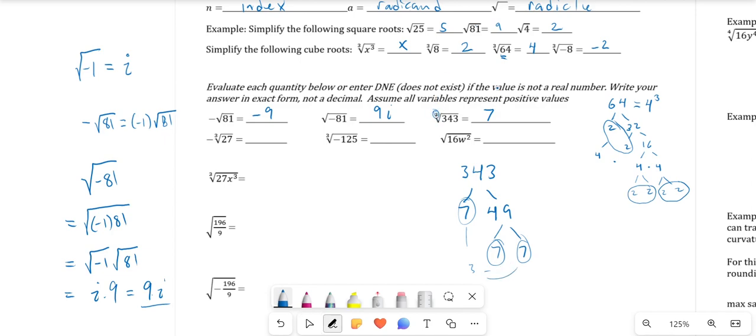We're taking a third root of that. So this is the third root of 7 cubed, for example. And that is, of course, just 7. Cube root of 27, we talked that's 3 times 3 times 3, so this is 3.